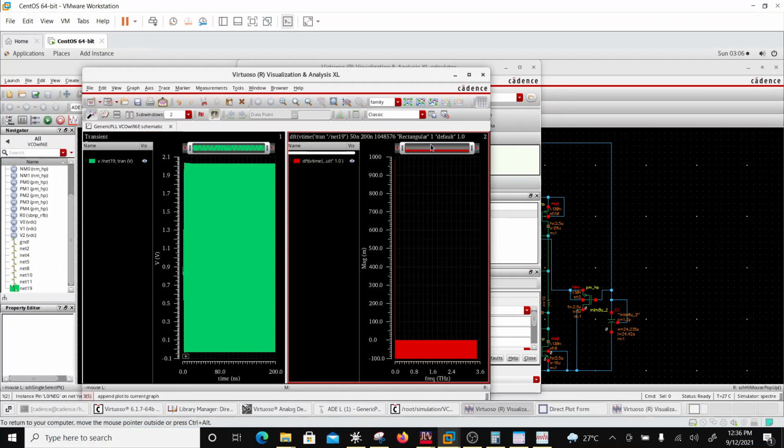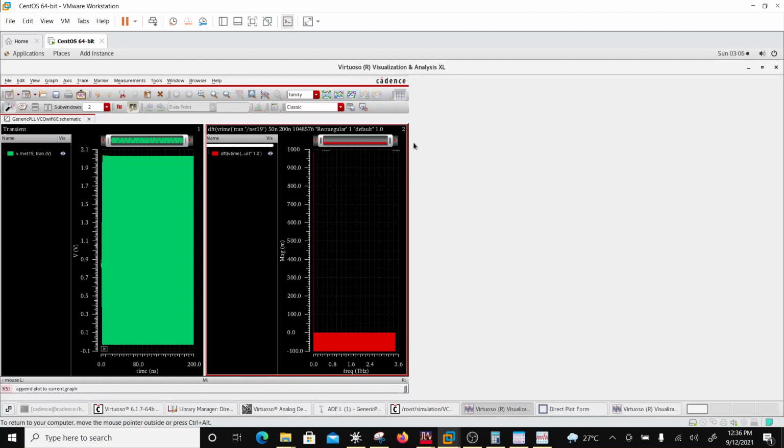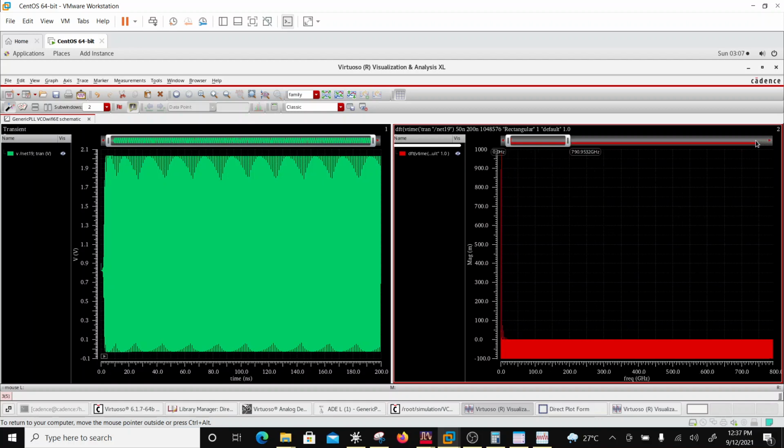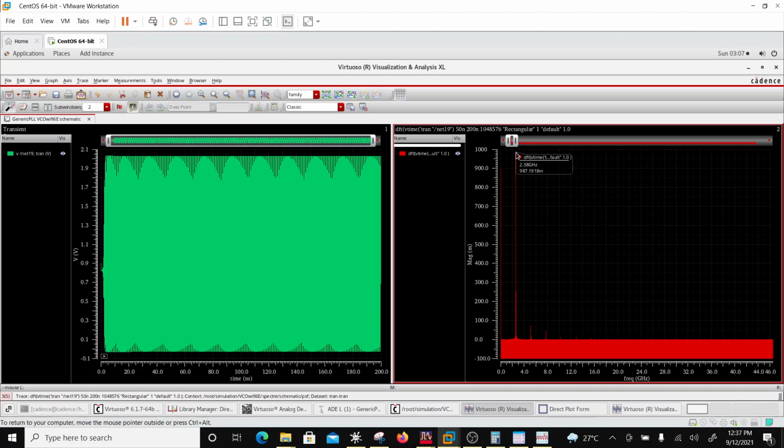Okay, and then I am going to zoom in. My machine is slow, I'm sorry for that. Okay, it seems like we have a value. That value is 2.58 gigahertz. It's too large. 2.58 gigahertz is too large.